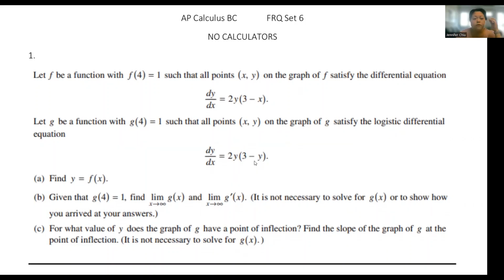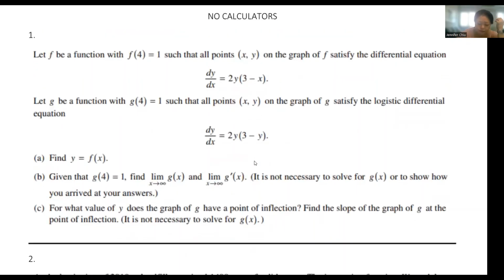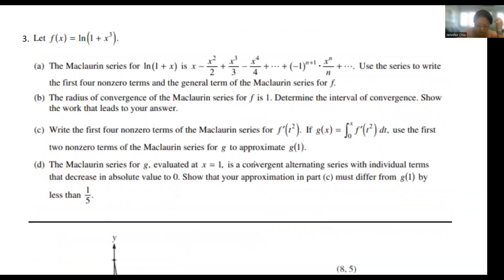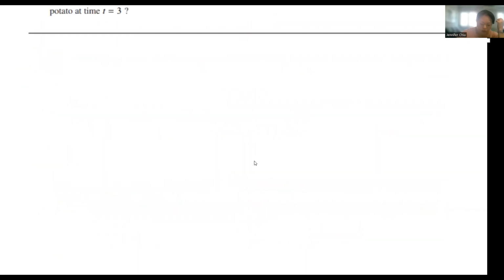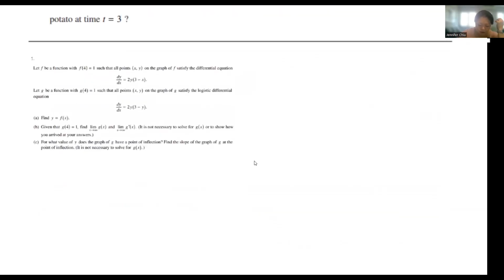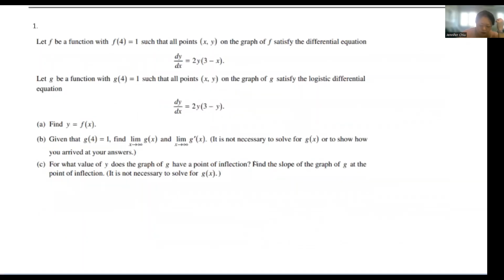So the first one is very straightforward. Part A: find y = f(x). That means you're solving for the equation given the initial condition f(4) = 1. So separate your variables and take the integral separately. I'm going to do my work down here with you. I'm going to separate my variables, keep my dy on the left, and move the 2y to the other side too. So dy/(2y) = (3 - x) dx.